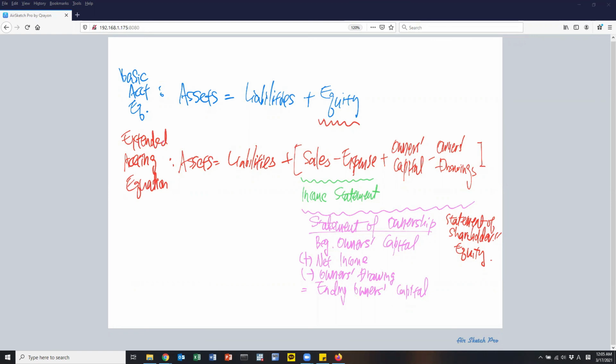So what I've explained so far is that this part of the extended accounting equation is nothing but the income statement. And this part, the entire equity part, is indeed the information contained in the statement of ownership. And this entire part, assets equals liability and equity, is indeed the information contained in the balance sheet.